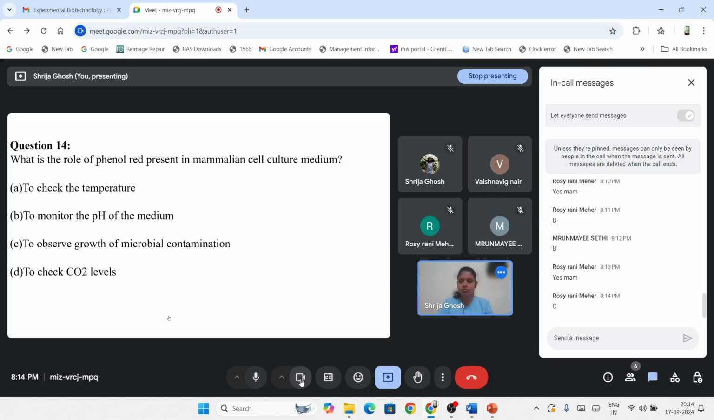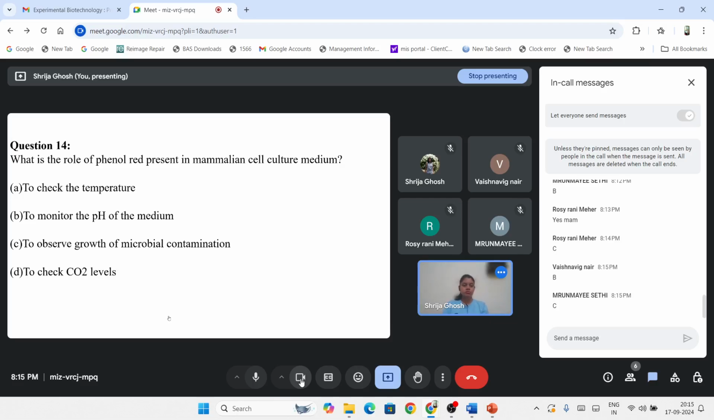Okay, we have one answer. Option C, to observe growth of the microbial contamination. Okay, anyone else wants to answer? Why is phenol red added to the mammalian cell culture medium? Anybody?